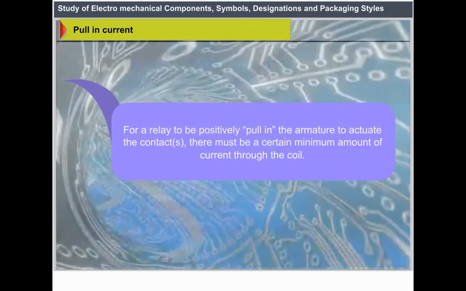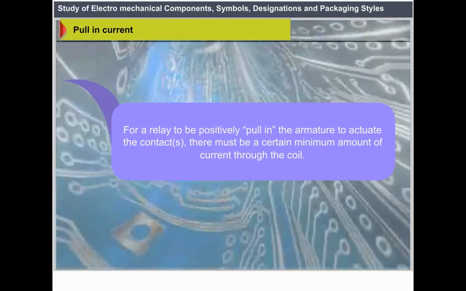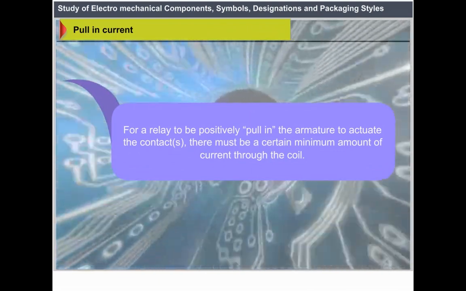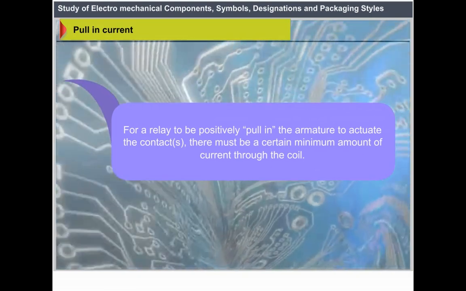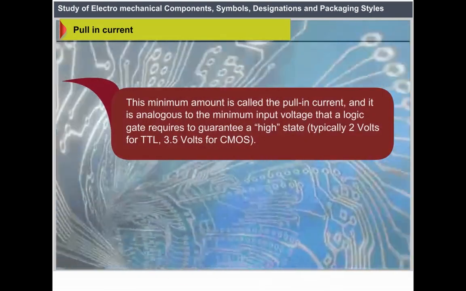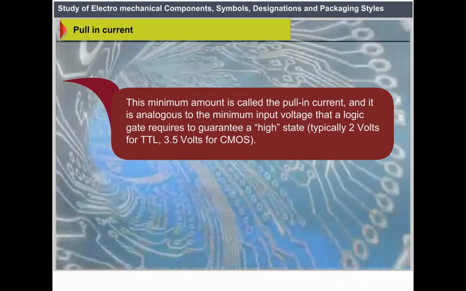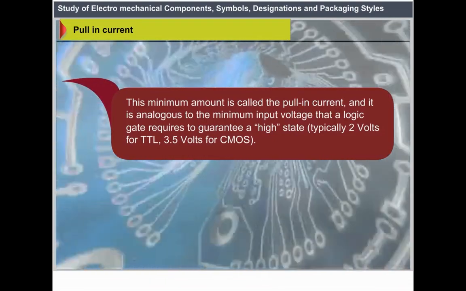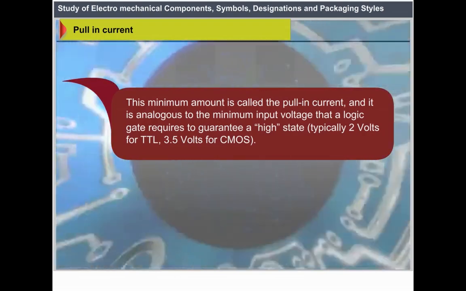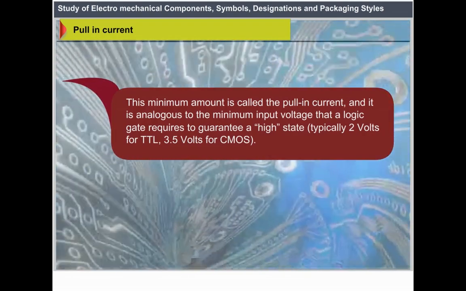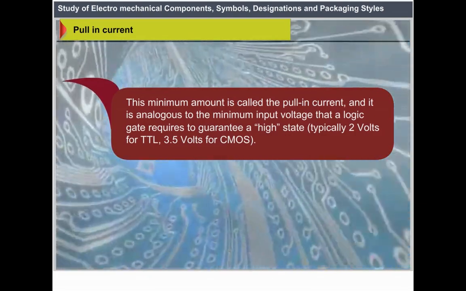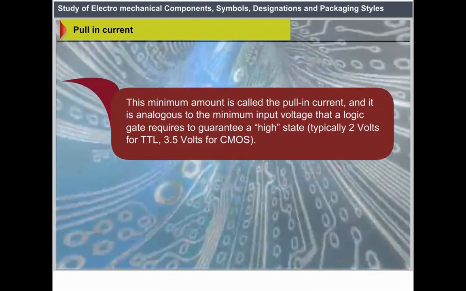In order for a relay to positively pull in the armature to actuate the contacts, there must be a certain minimum amount of current through the coil. This minimum amount is called pull-in current, and it is analogous to the minimum input voltage that a logic gate requires to guarantee a high state, typically 2 volts for TTL and 3.5 volts for CMOS.